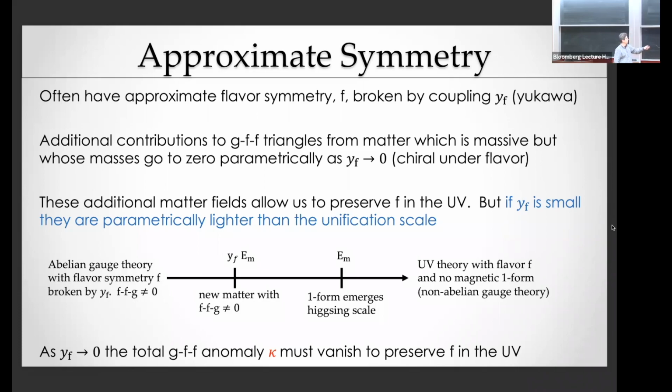So we will now have a diagram that looks like this. Here's again energy space. Here's our infrared with some flavor symmetry F. Now here's a UV where we want to preserve this flavor symmetry, and kappa is non-zero. In order to preserve this flavor symmetry F in the UV, we need kappa to go away. We can add some matter here because this symmetry is approximate, but that matter has to be suppressed from the UV Higgsing scale by this power of the Yukawa coupling. So that's how to think about this in a sort of spurion-like way.